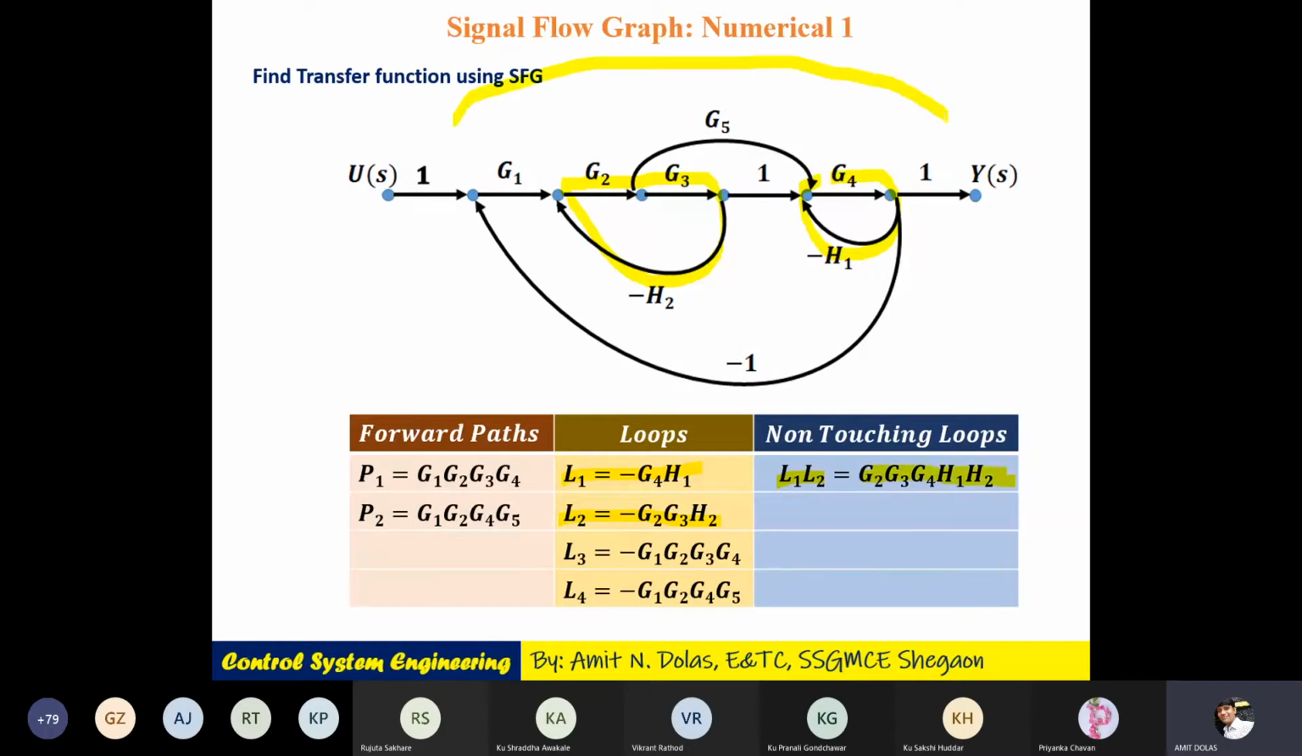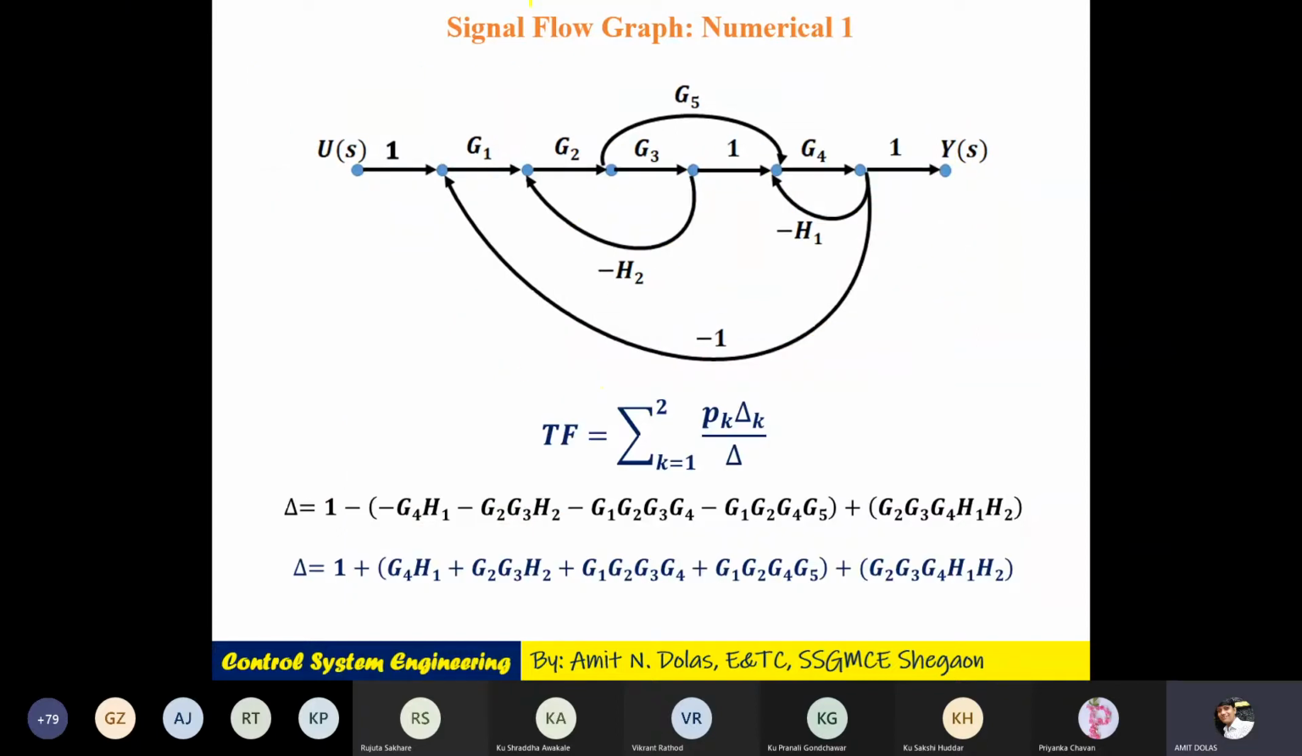If you see the complete signal flow diagram, you will not find any other non-touching loop in this diagram. So only one non-touching loop here is there. There are two loops which are not touching each other, तो उसका प्रोडक्ट लिया है. Moving ahead, then the thing is very easy.